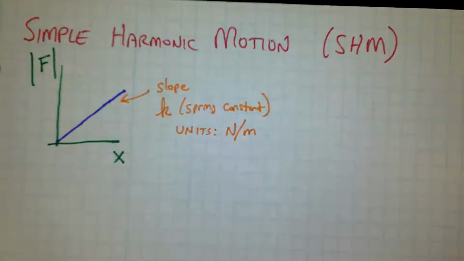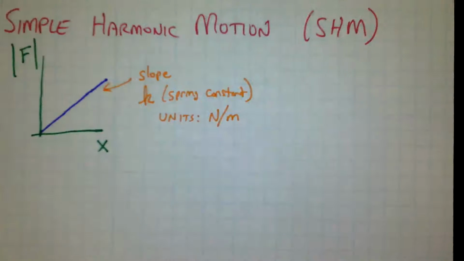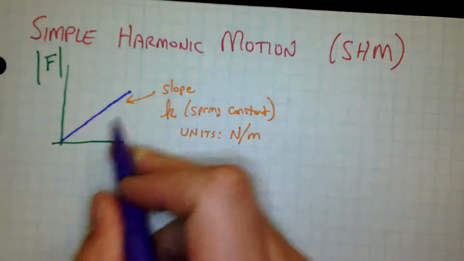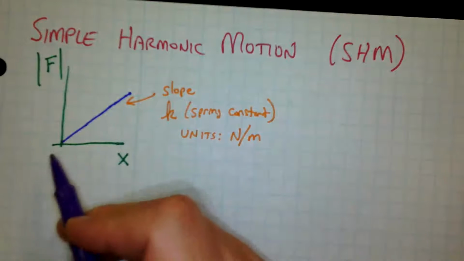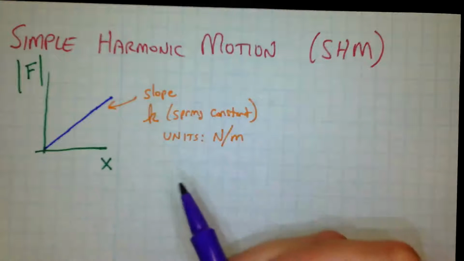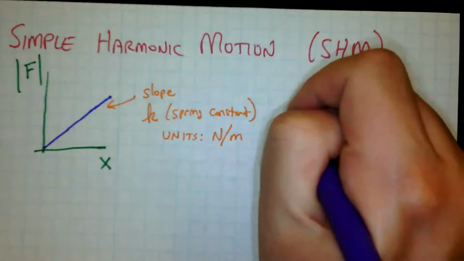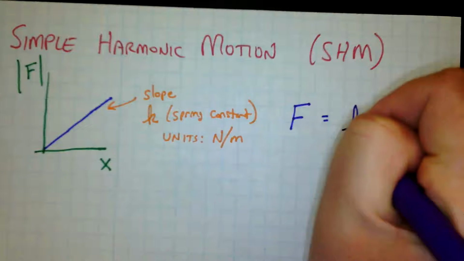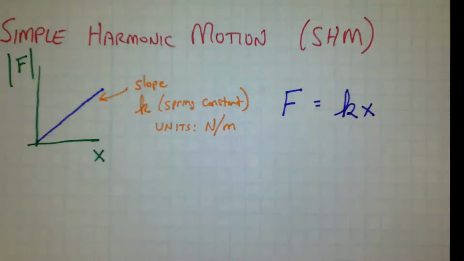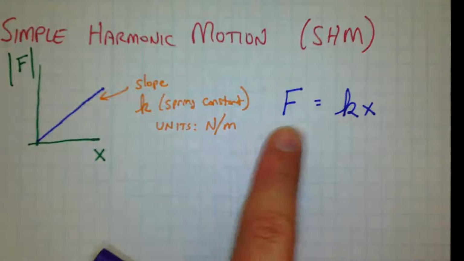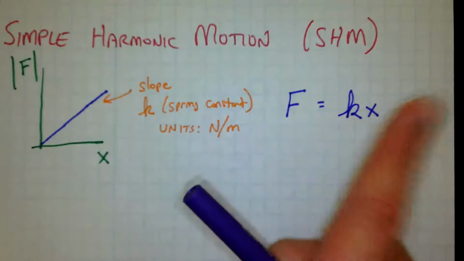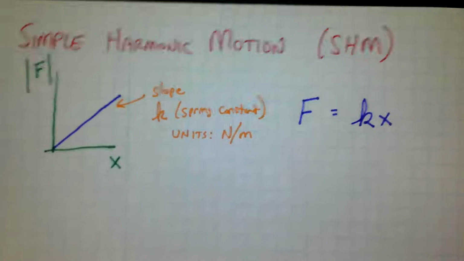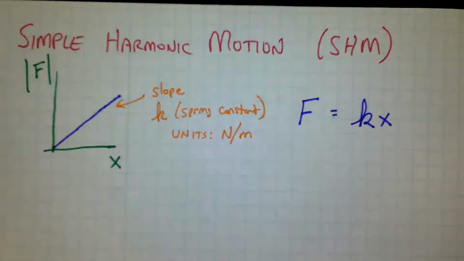The other thing we can say looking at this graph is we can write an equation. This is just a line. It's a line that has a y-intercept of 0 and a slope of k. So what we're going to say is that the force exerted by a spring is equal to kx. Because if you think about y equals mx plus b, y is the force, k is the slope, x is x, and then the b is 0. So this is the equation that talks about the force on a spring.